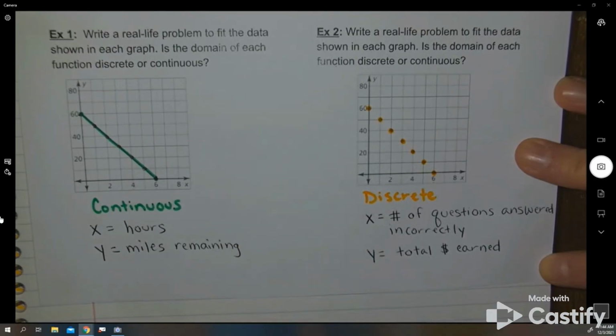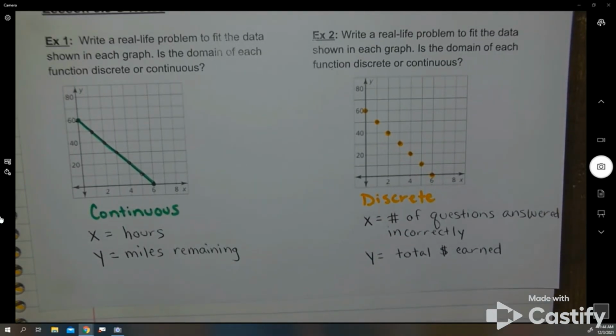So each of these points on our graph can represent a scenario where number of questions we answered wrong and how much money we would have earned in that instance. You can come up with your own story to match these as well. So there could be different things, even with our continuous one, for example 1. There's other scenarios that we could have that would lead us to a similar graph.